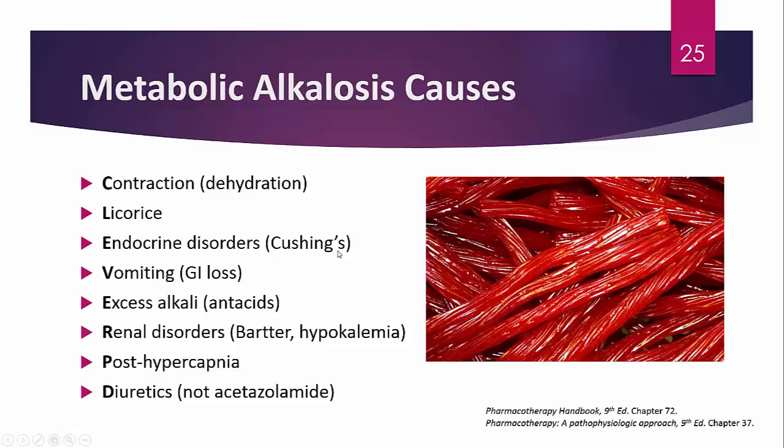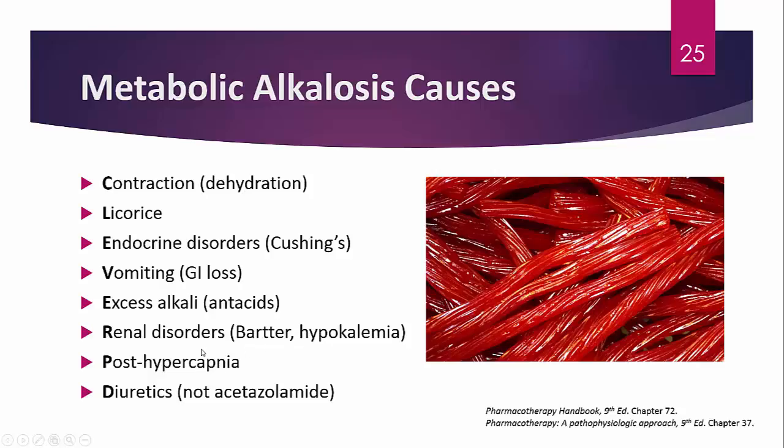Different endocrine disorders such as Cushing's disorder can stimulate a metabolic alkalosis, as well as vomiting or GI loss. And with vomiting and GI loss, essentially what you're vomiting up is hydrogen ions, because hydrogen ions are found in our gastrointestinal systems, particularly in our stomach, and those are the things that help digest different foods, as well as prevent growth of bacteria in our GI tract. Excess alkali or excess base, such as antacids, can cause a metabolic alkalosis. Different renal disorders, such as Bartter's disorder, as well as hypokalemia, can cause metabolic alkalosis.